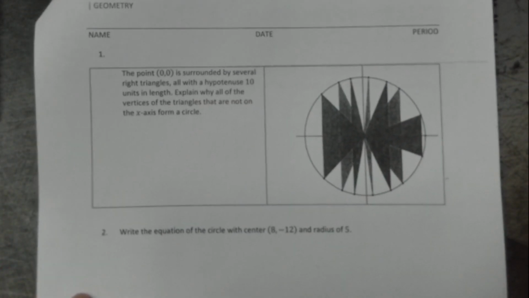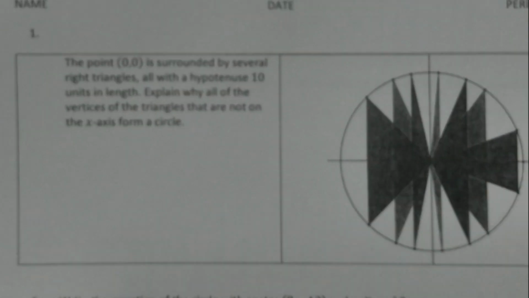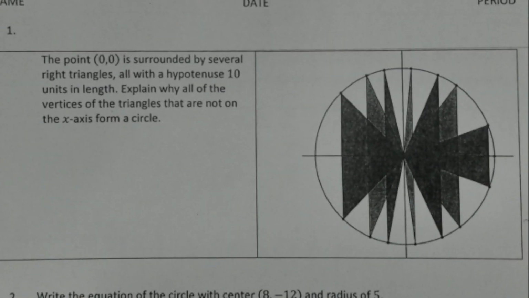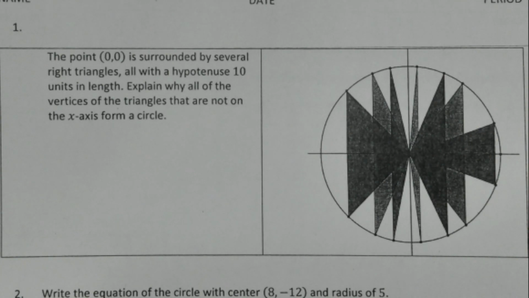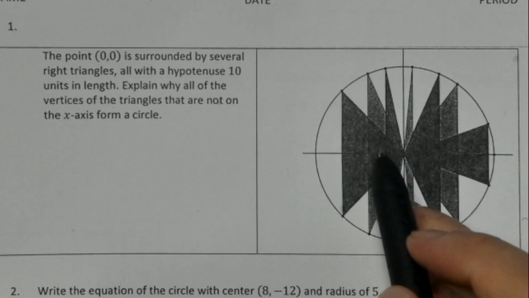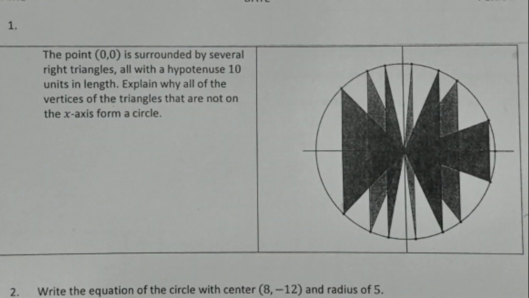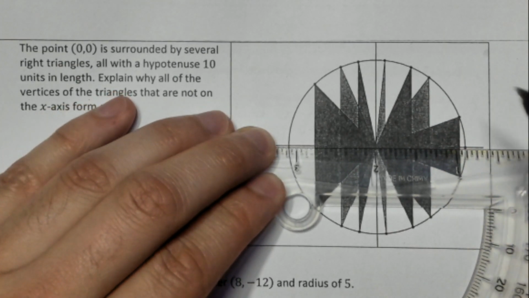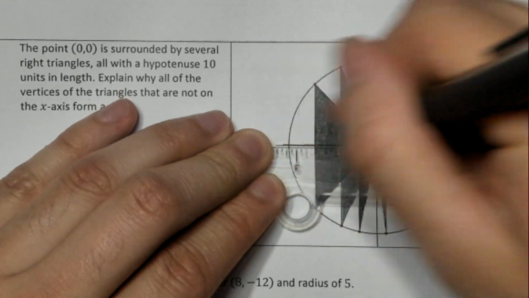Okay. The second one was this one. You guys wanted me to do a video on this one. So it's just a small explanation. The point 0, 0 is surrounded by several right triangles, all with a hypotenuse of 10 units in length. So pretty much, there is technically a triangle. Well, all of these are triangles, but they are right triangles. All of these triangles are supposed to be right triangles.